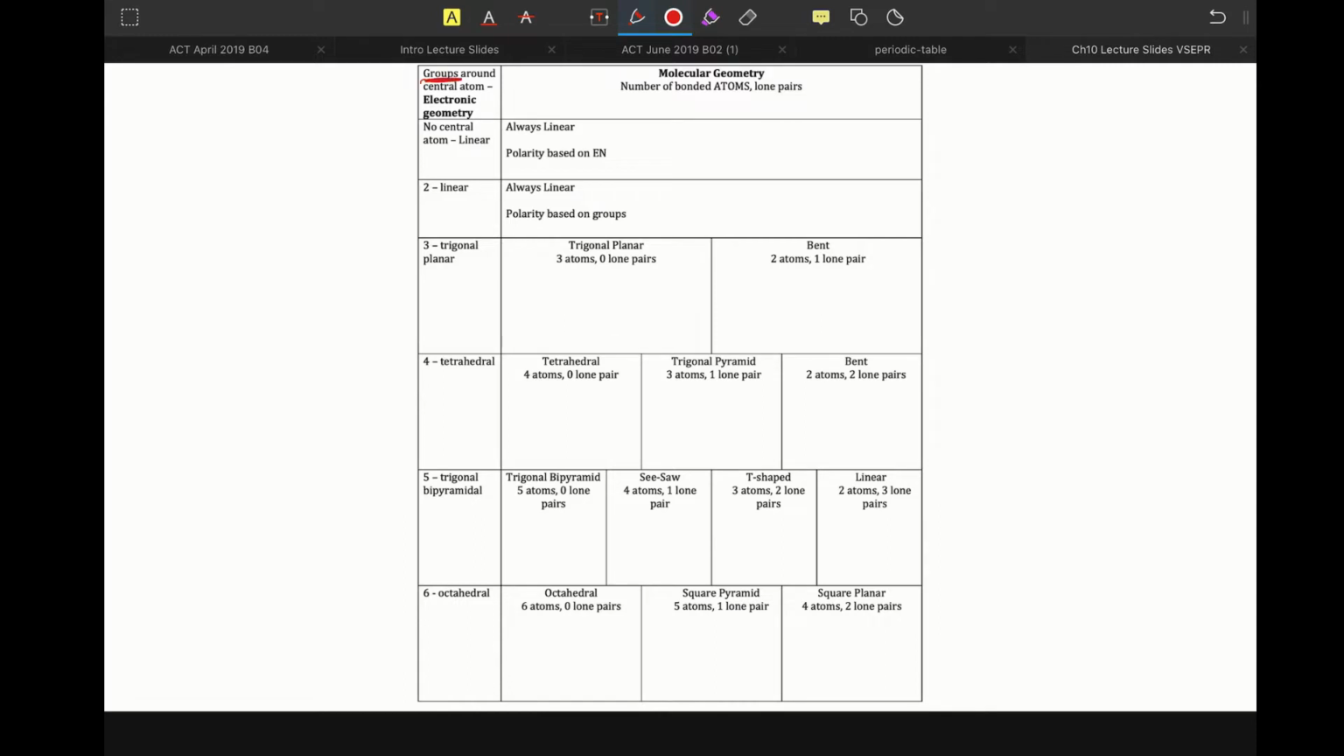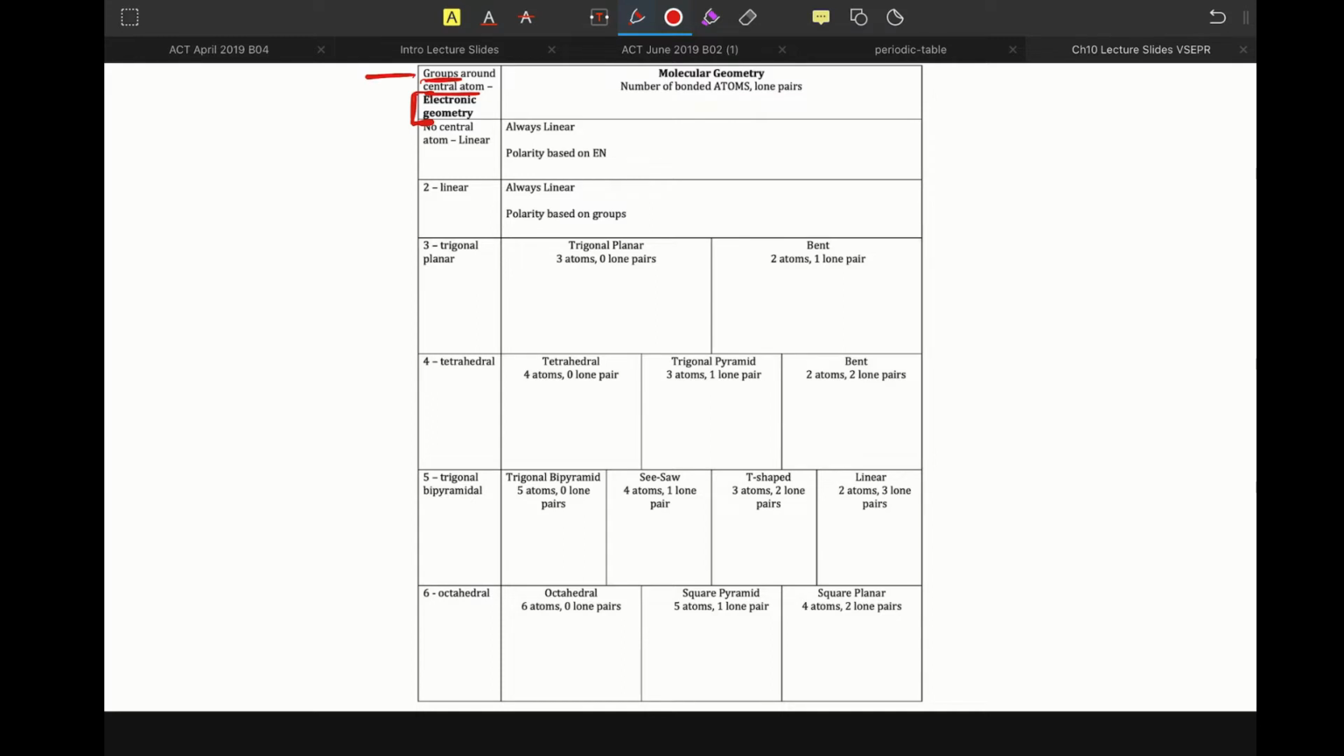So this is the groups around the central atom. We always have to pick just the central atom. The vast majority of molecules that we draw have a singular central atom. For molecules that are bigger than that, we would just have to evaluate every atom as we go. And the number of groups around the central atom then dictates the electronic geometry, okay?